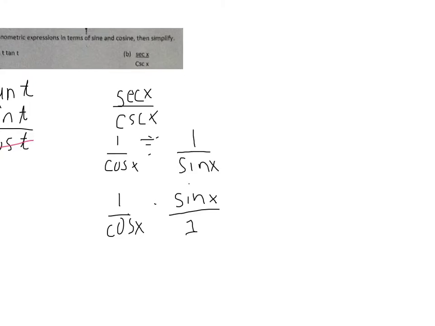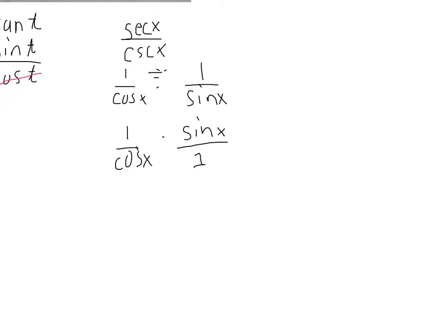Whenever you're dividing by a fraction, you multiply by its reciprocal. So instead of dividing by 1 over sine of x, we're going to multiply by sine of x over 1. So now we have sine of x divided by cosine of x, and that equals tangent x.